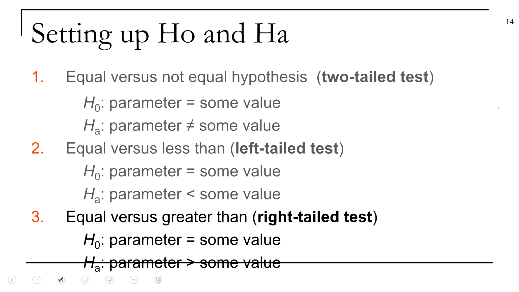Now, there are different ways you can set up H0 and Ha. You can do what's called a two-tailed test or two-sided test: parameter equals something, parameter does not equal something. Left-tailed or left-sided: the alternative is parameter is less than. Right-tailed or right-sided: the alternative is parameter is bigger than something. Notice that the null is always an equality here, and then the alternative changes.